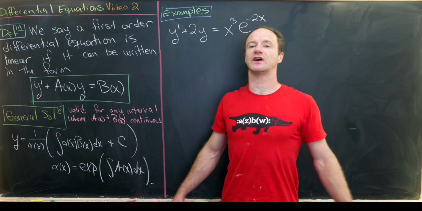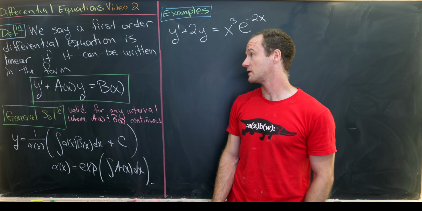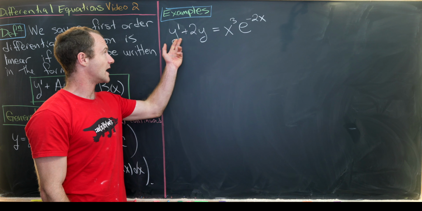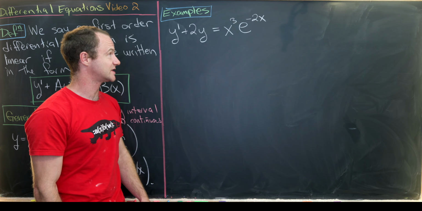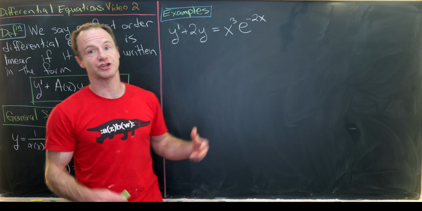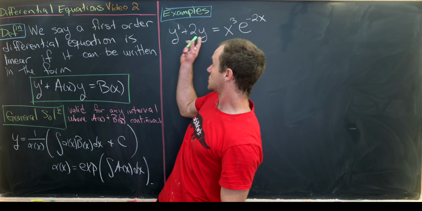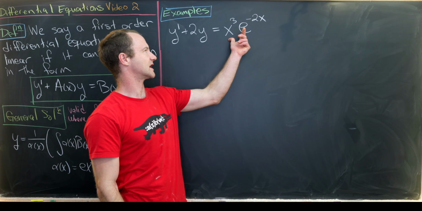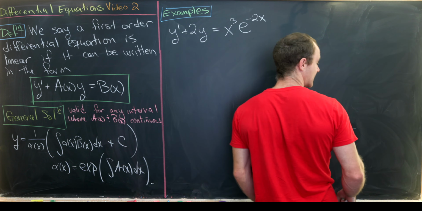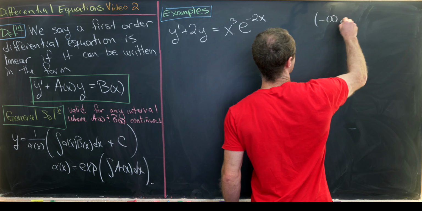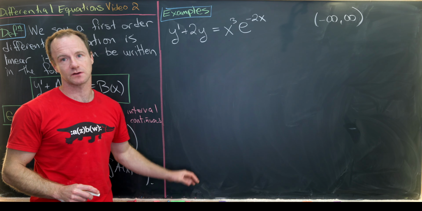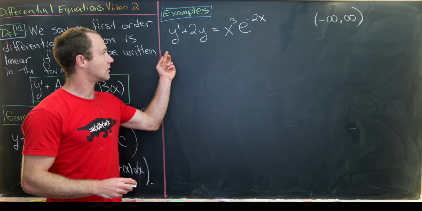Now we've got a general solution strategy. We're ready to apply it, a couple of times for practice, by solving examples. Okay, so our first example will be y prime plus 2y equals x cubed times e to the minus 2x. Now, really quickly, notice our function a is just the number 2, and then our function b is this polynomial times exponential function. I guess I should also point out that the interval of validity will be all real numbers. And that's because the a function and the b function are continuous on all real numbers. So that's cool.